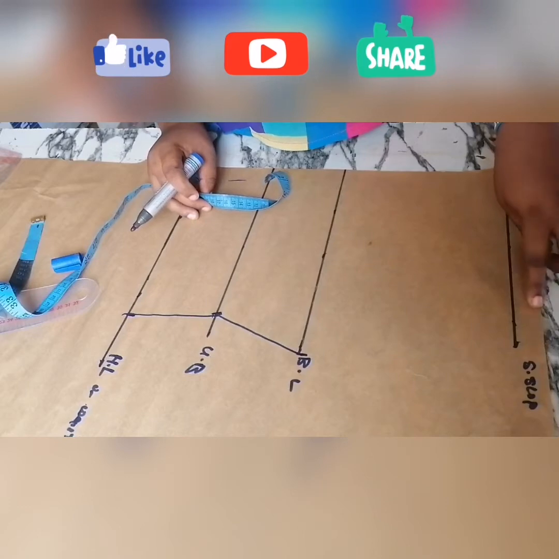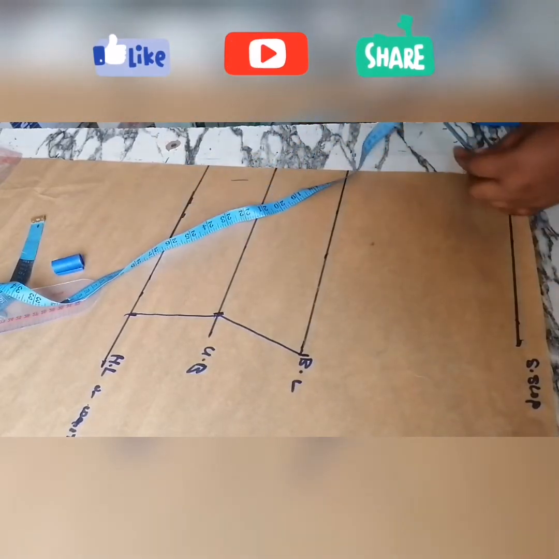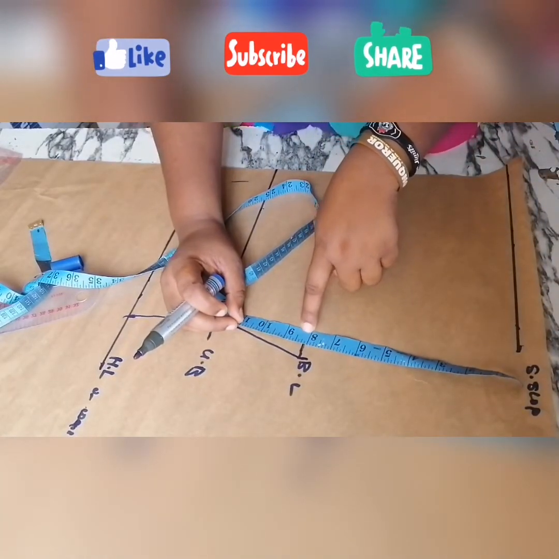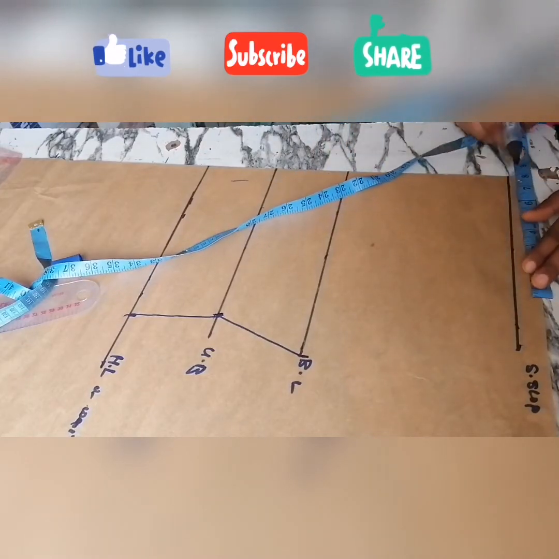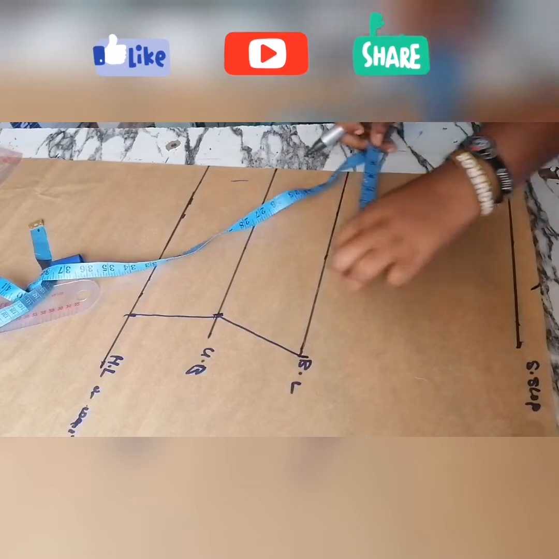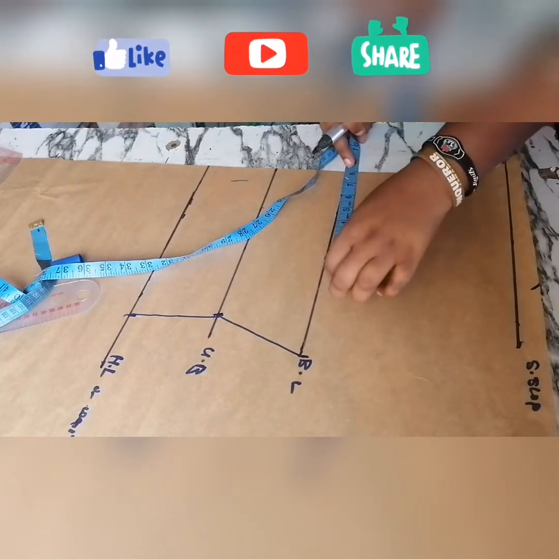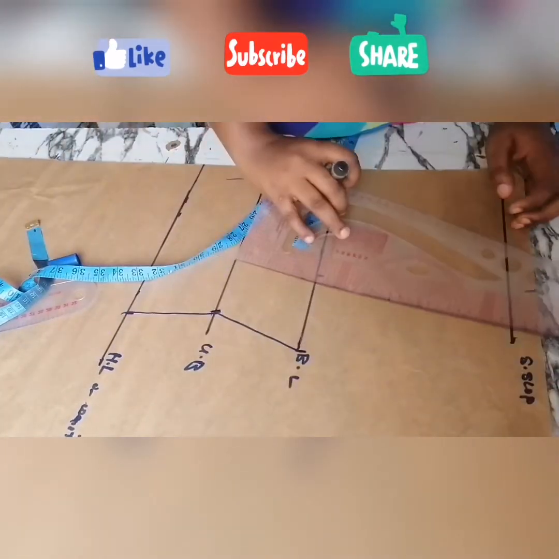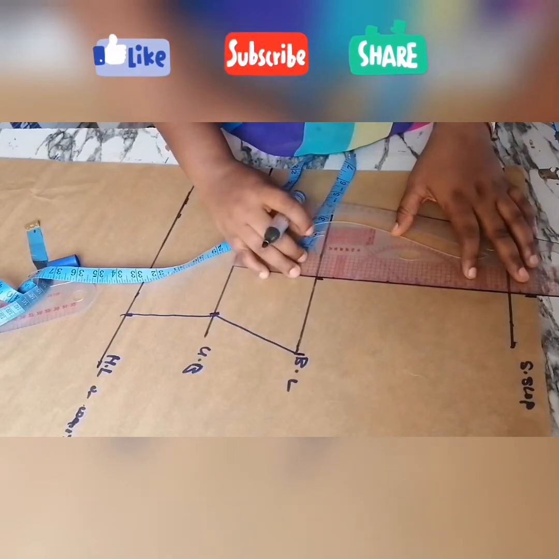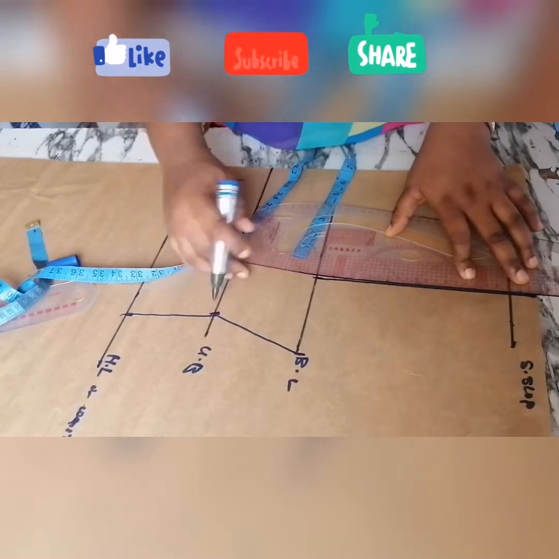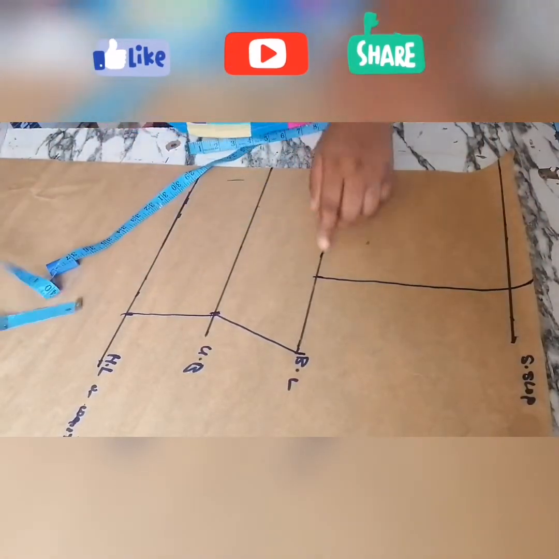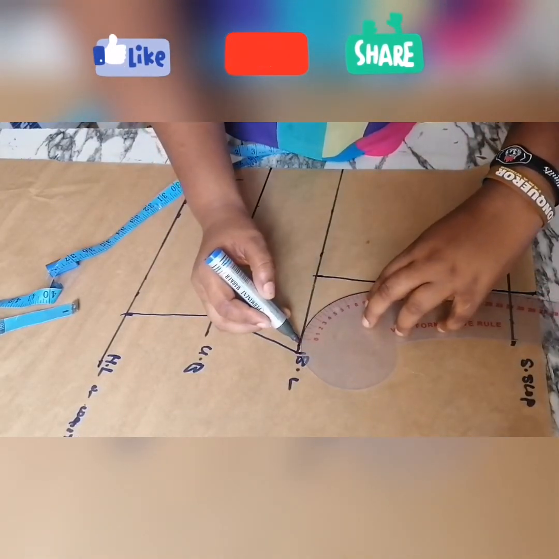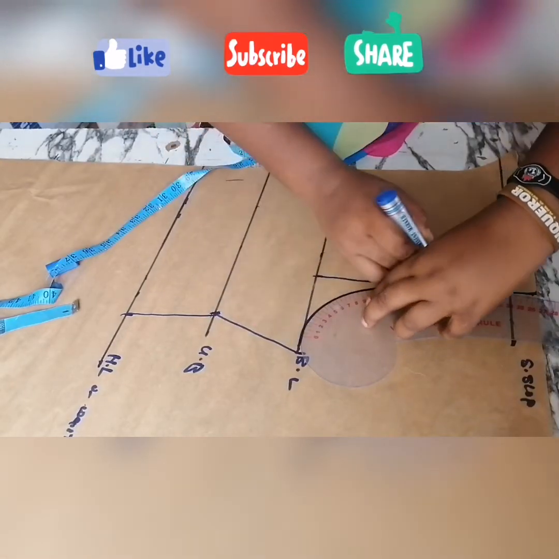My shoulder measurement is 15. So 15 divided by 2 will give us 7.5. Then I'm adding half for sewing to give us 8. So I'm going to be marking out 8. I'll take 8 at my shoulder and also 8 at my bust line. Then I'll connect them together. Then I'm going to use my curve ruler to draw out my armhole.